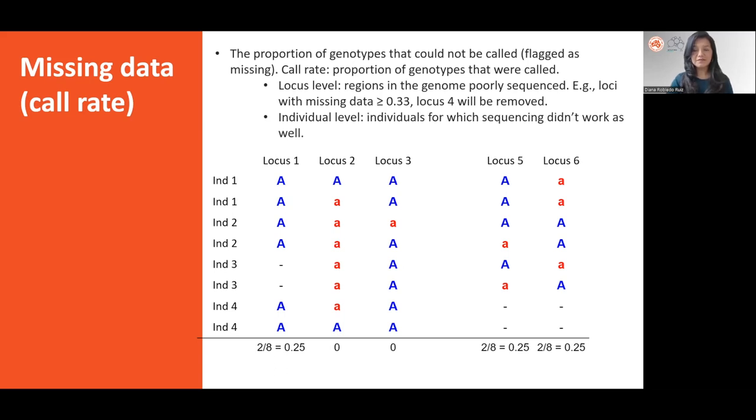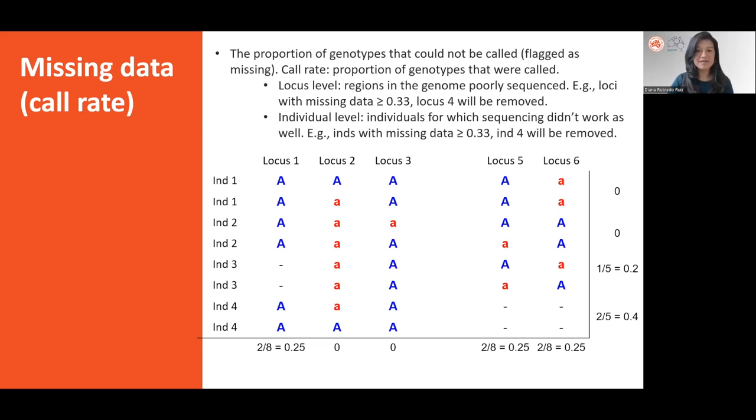Now, the individual level means that there are individuals for which sequencing didn't work as well as for others. So they have a large proportion of their data missing. These individuals are therefore less informative. In our example, individual one has missing data zero, same for individual two. Individual three has missing data of 0.2, and individual four has missing data of 0.4. So if we set a threshold to remove individuals with missing data equal or greater than 0.33, a third of the data, individual four will be removed.